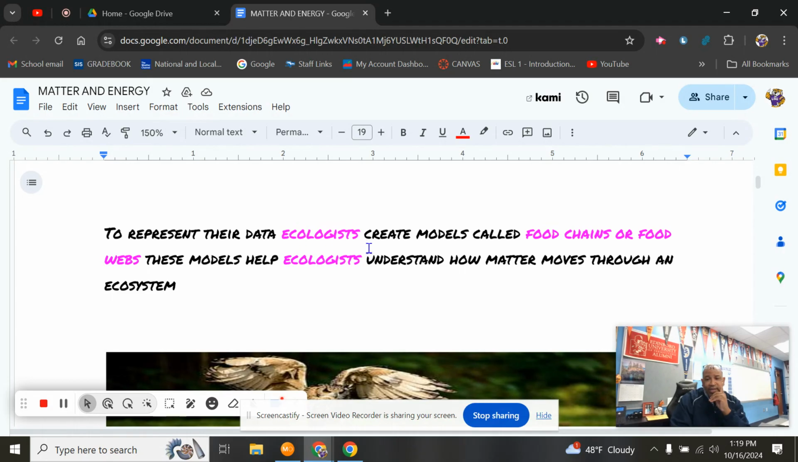To represent their data, models, ecologists create 2 things, either food chains or food webs. A food chain is only one way, a chain, one link, one way energy goes through an ecosystem. A food web is many different ways. Food chain is one, food web is many different ways that energy goes through an ecosystem.